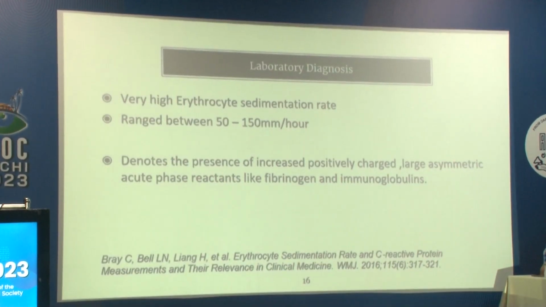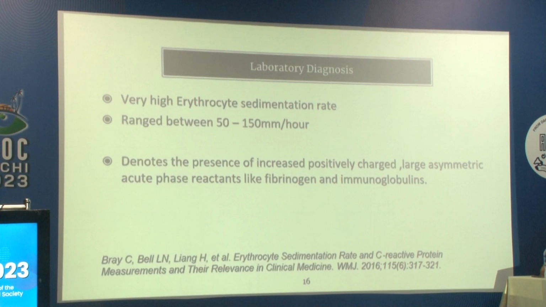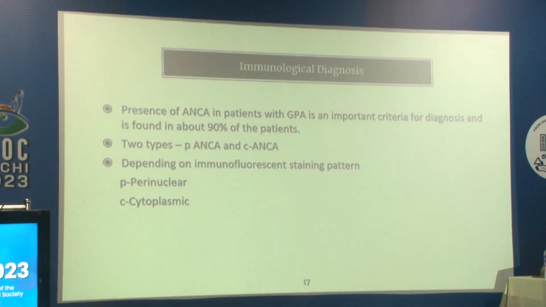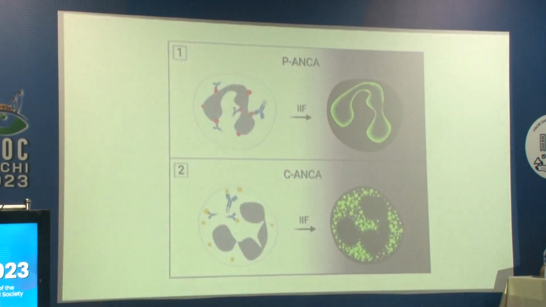For the lab diagnosis, ESR was found to be really high in these patients, ranging from 50 to 150 millimeters per hour, depicting the acute phase reactants like immunoglobulins. And the hallmark presentation of these patients, ANCA antibodies, was seen. There are 2 types of antibodies, P-ANCA and C-ANCA, depending upon the immunofluorescent staining.